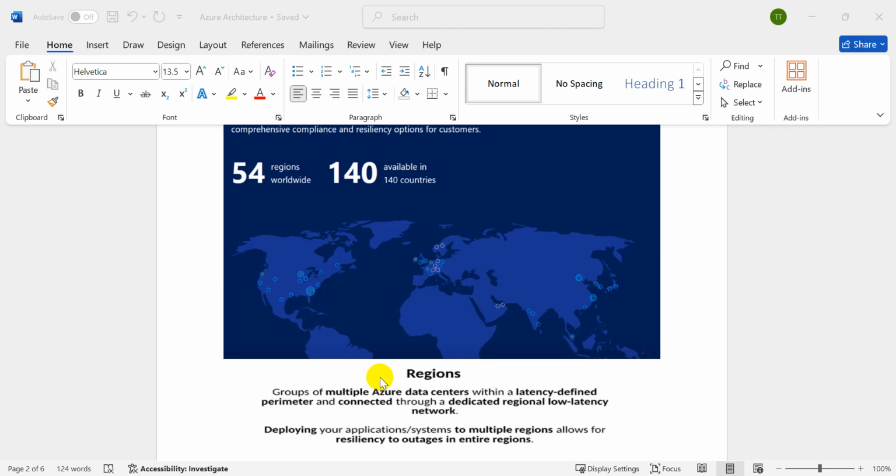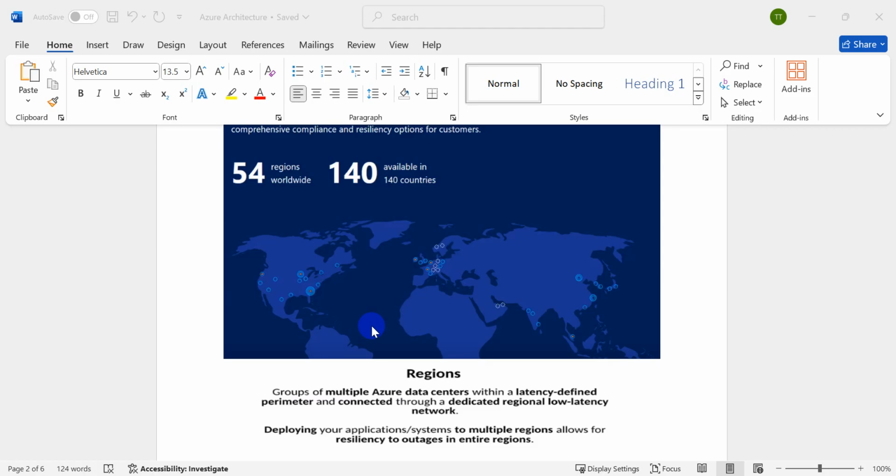Deploying your application or system to multiple regions allows for resiliency to outages of entire regions. As we discussed in the previous session, you will have a geo failover. You have region failovers from one country to another country. Also, you can replicate your data. These are the facilities you get with regions. So you can do a multi-region failover. It's called active-passive, where one can be active and the other passive.